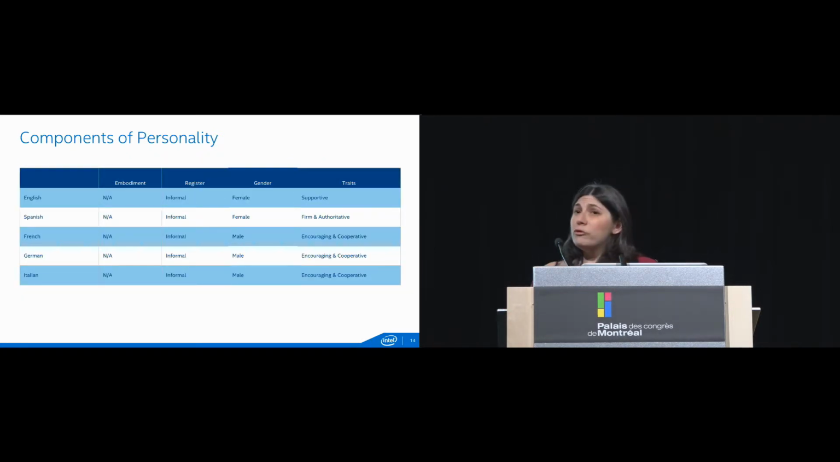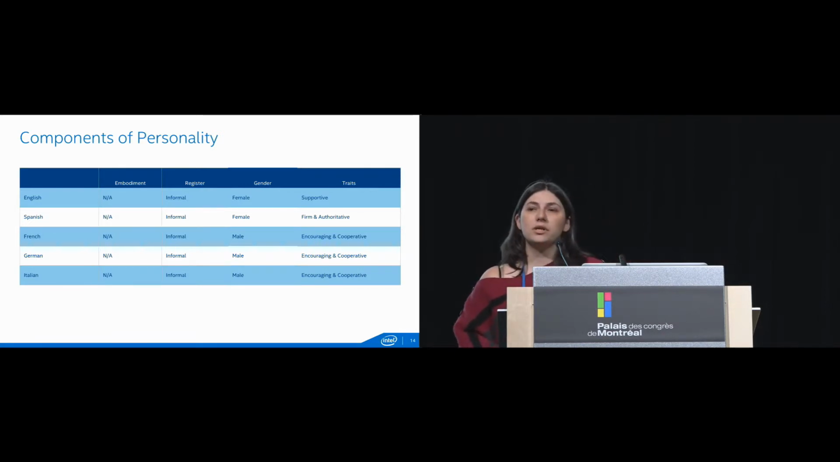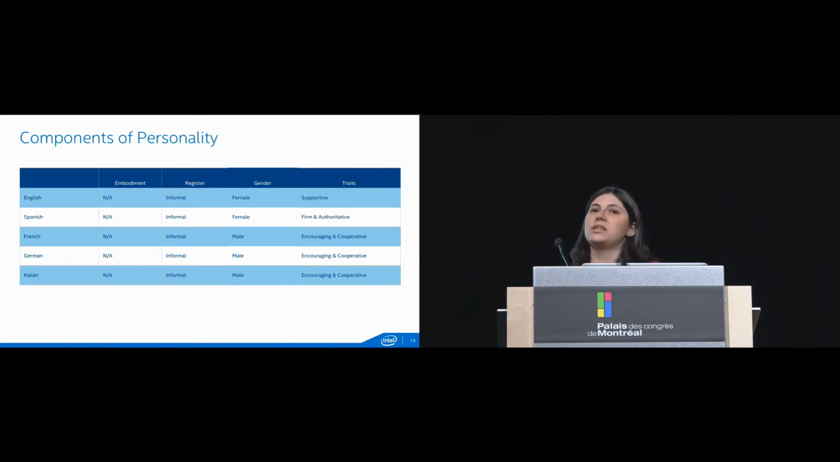So this is a quick overview of the different languages. We launched in English, French, Spanish, German, and Italian. And for each one of these, in this particular case, we did not have an avatar associated with it. So the only thing that we worried about in terms of embodiment was not referring to an actual physical body. So nothing about eye color, hair color, that sort of thing. Register, gender, and traits, we actually spent a lot of time on. And so I'm going to talk about those a little bit in detail.